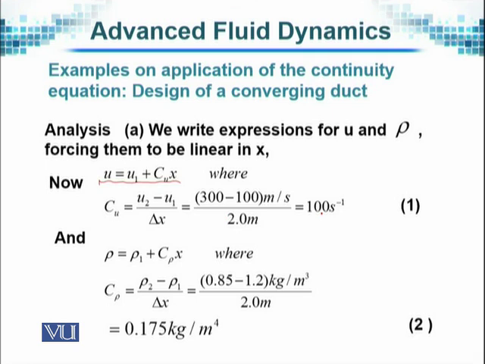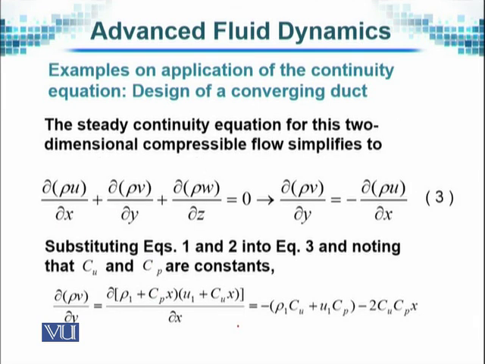And rho similarly is also decreasing linearly from one value to another, that are given from 1.2 kilogram to 0.85 kilogram. When we calculate these values, rho is assumed to be rho 1 plus C rho x. And similarly, when we calculate the constant C rho, we obtain its value to be this one. We try to solve this problem, and we need to keep these values in mind.